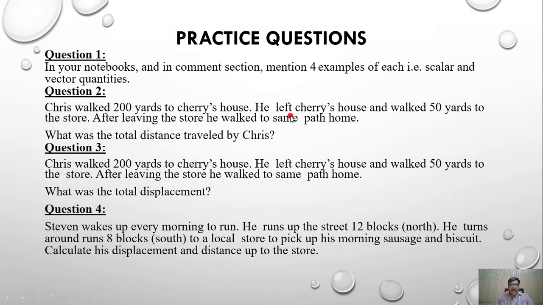So here are the practice questions. In your notebook, you have to do the question that you have to mention 4 examples of each, that is scalar and vector quantities. You can drop your answer in the comment section as well. So you have to tell 4 examples for scalar quantity and 4 examples for vector quantities.